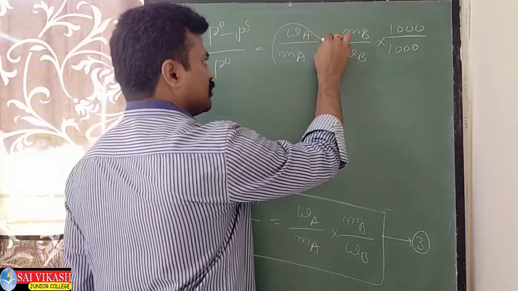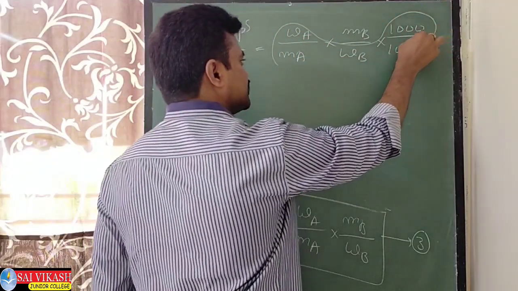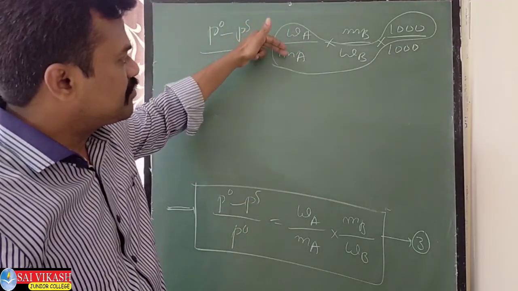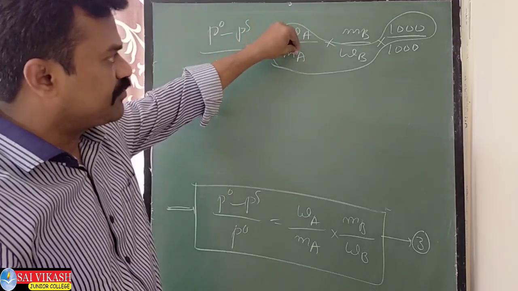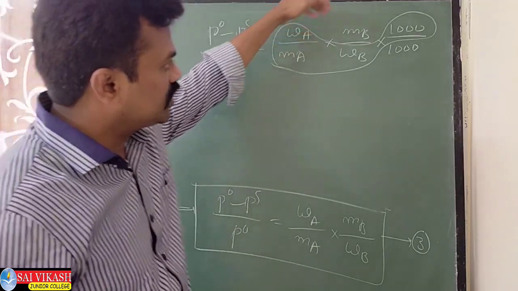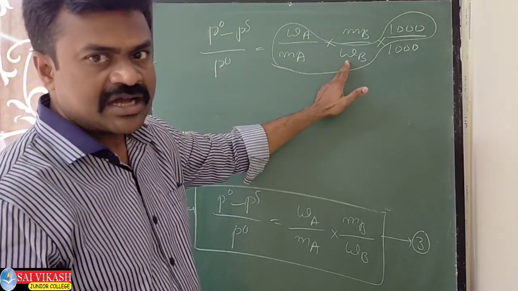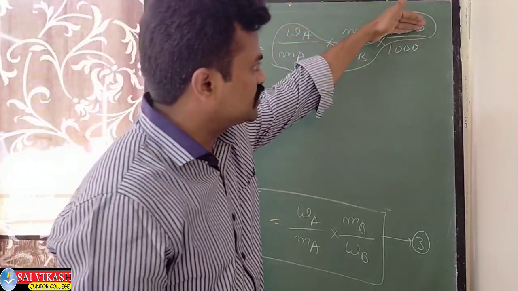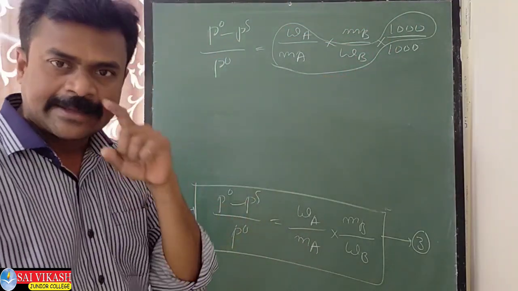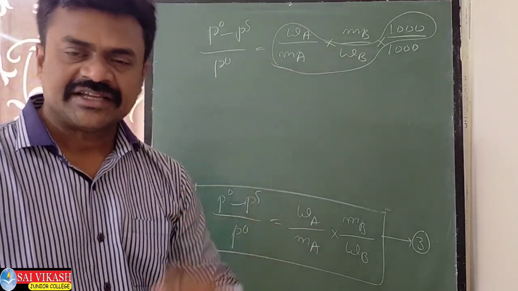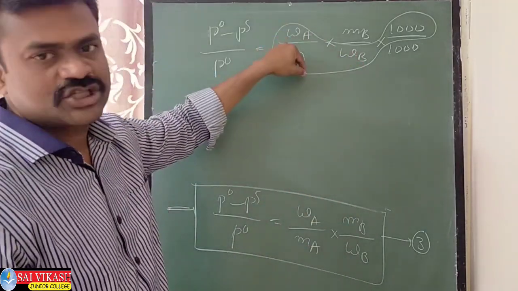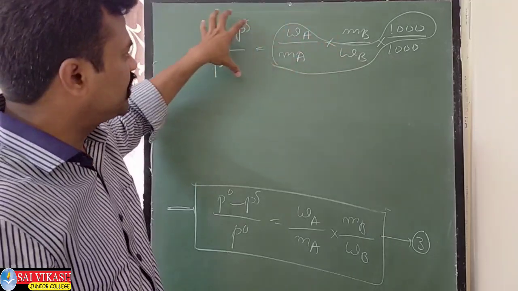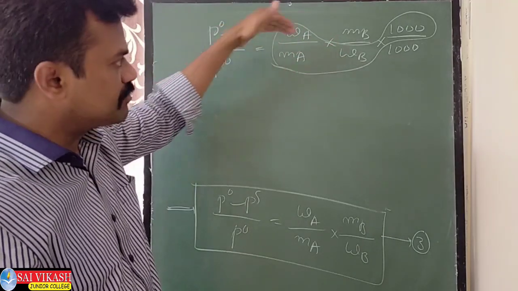I am highlighting one part. You tell me what this part is. Mass by molar mass of solute means number of moles. Number of moles of solute into 1000 by mass of the solvent in gram. This is nothing but molality. Here B is solvent, A is solute. So there is a relation between relative lowering of vapor pressure and molality also.